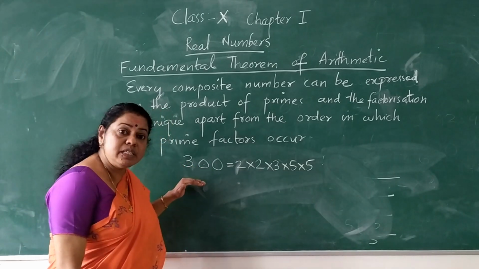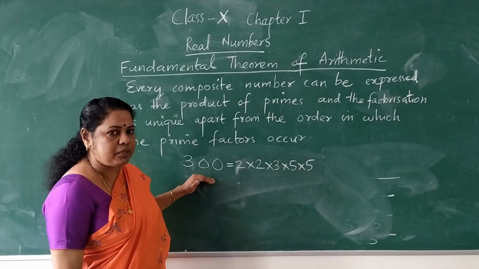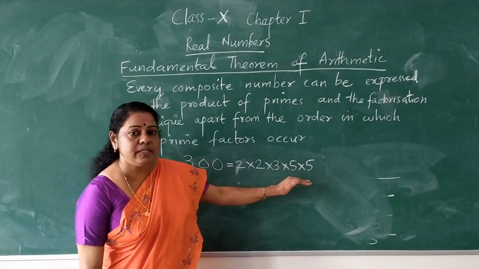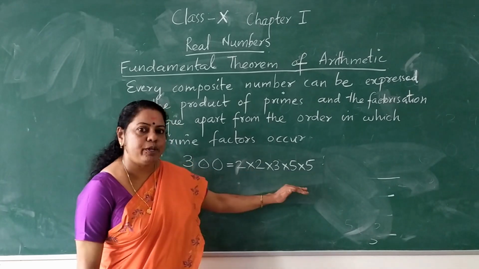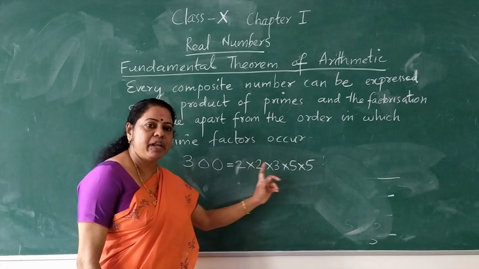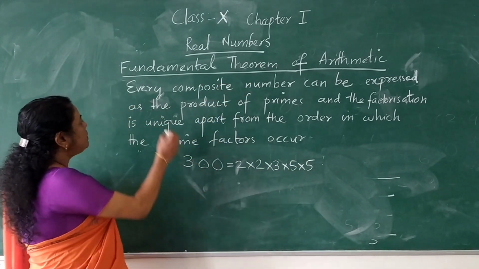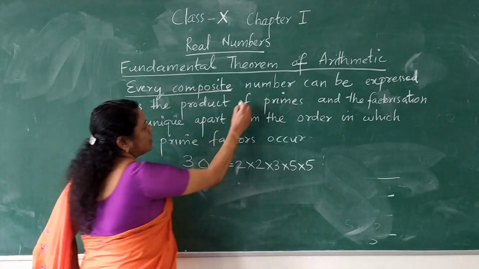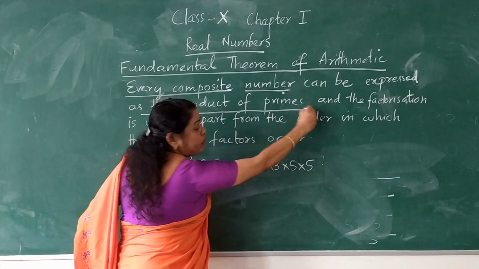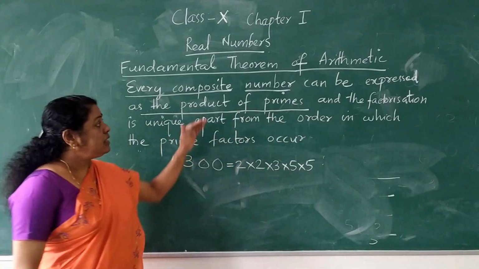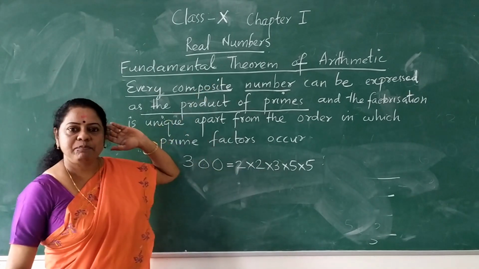So we can factorize this composite number 300 as the product of prime numbers, because 2 is a prime, 3 is a prime, 5 is a prime. That is the first part of the theorem. Every composite number can be expressed as the product of primes. We can write every composite number as the product of primes. That is the first part of the theorem.